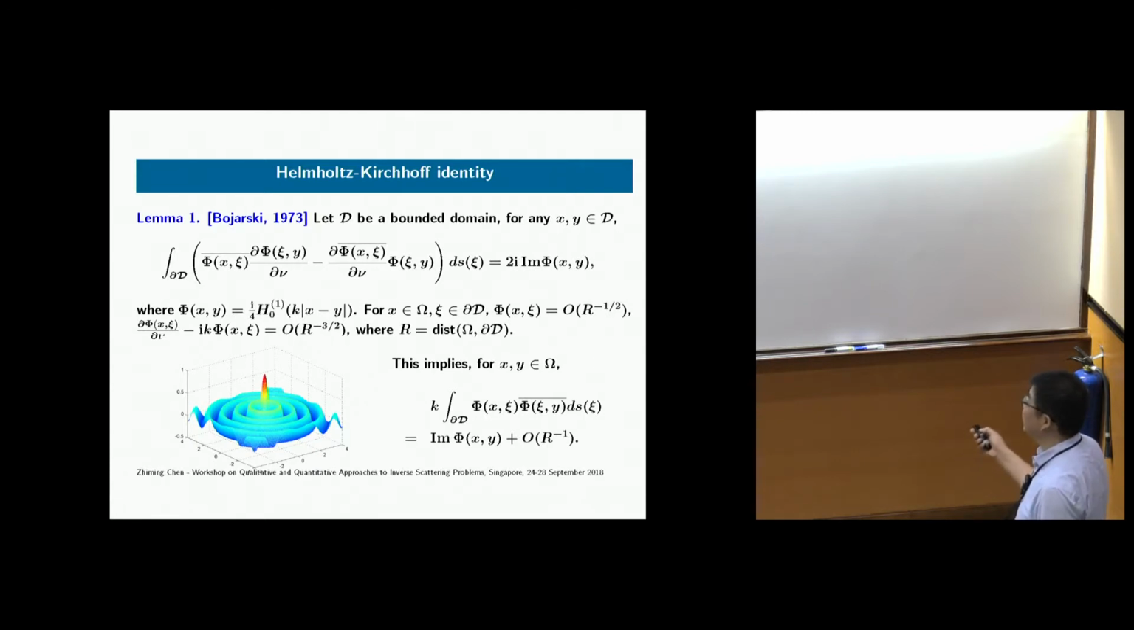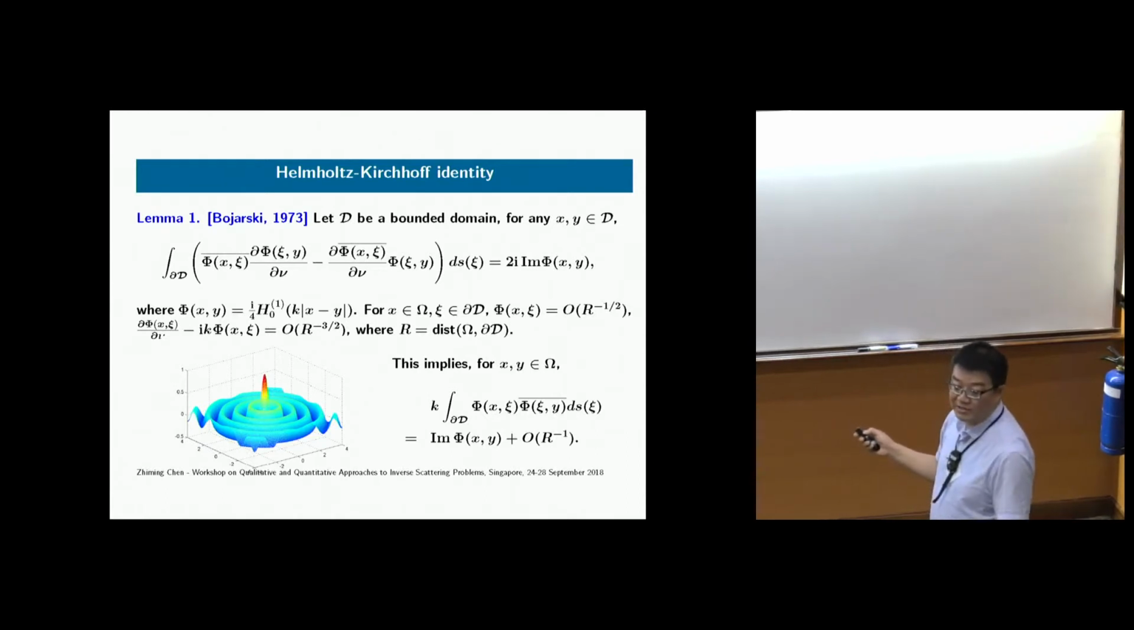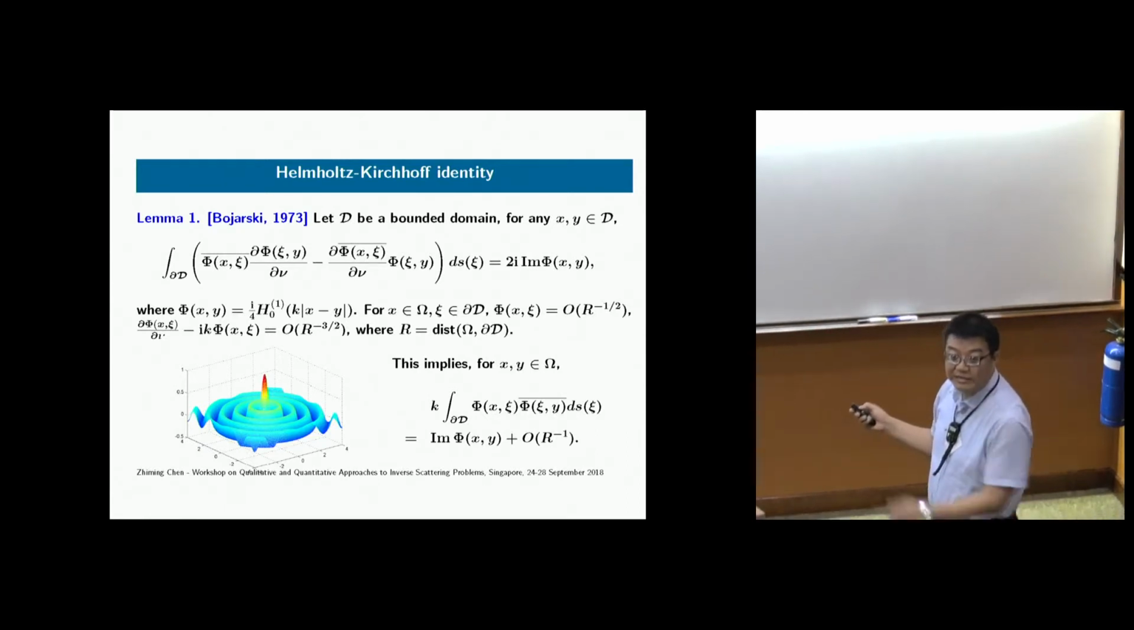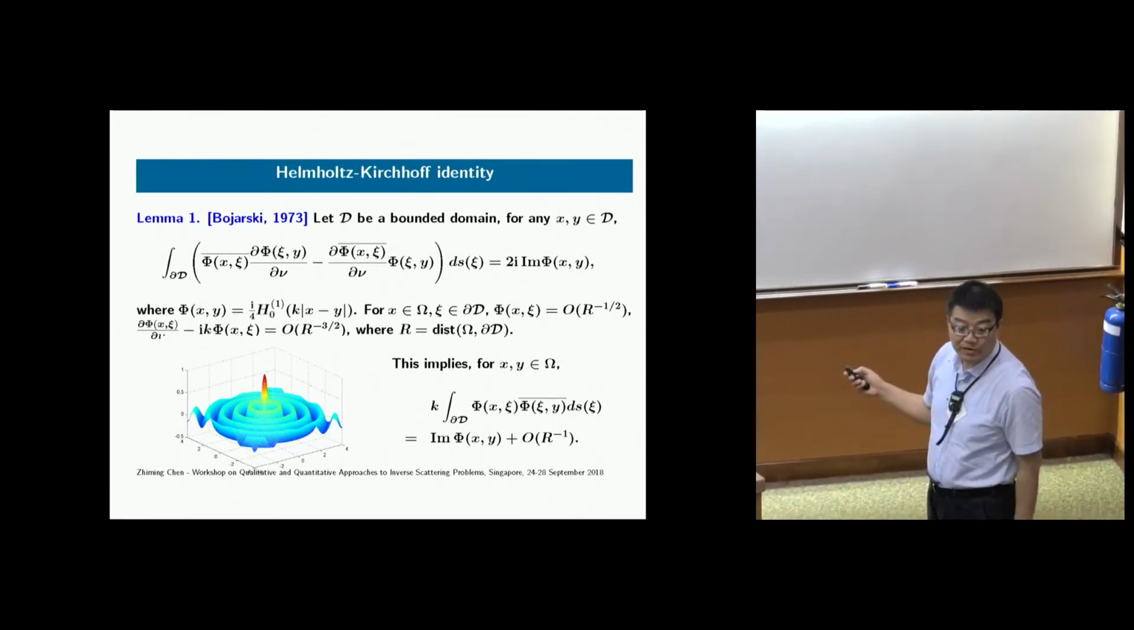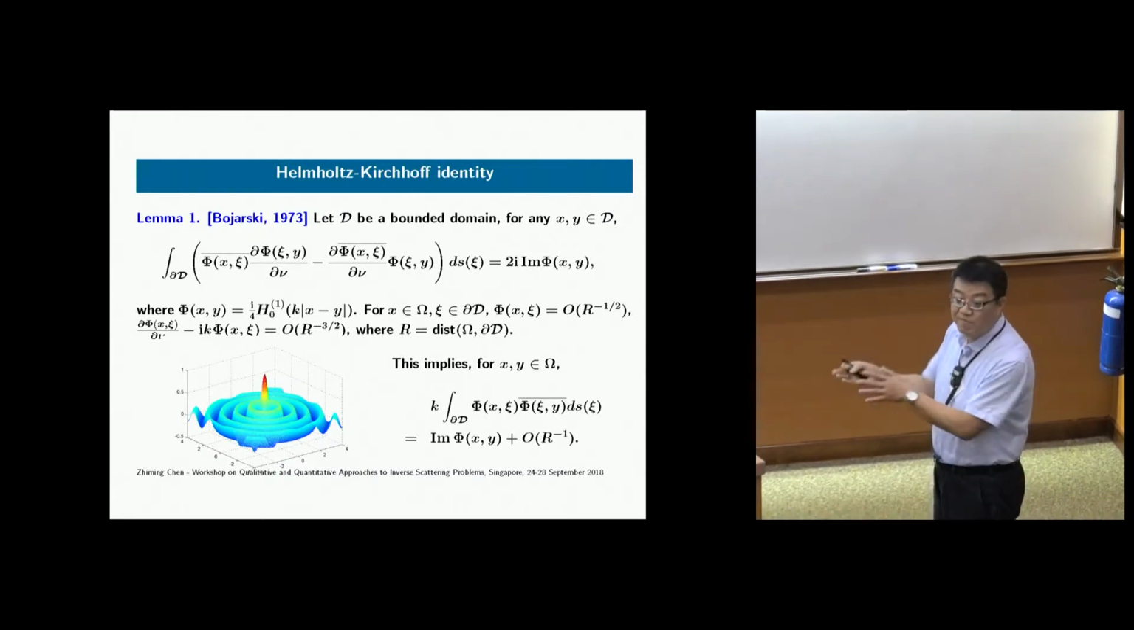Then you can compute this integral. On the right, you have the imaginary part by this theorem. If you plot this integral, you get this kind of picture, and immediately you know where the location is: the peak is the location. This also gives us the resolution, which is the half wavelength. This conforms with the traditional understanding of how to define the resolution.